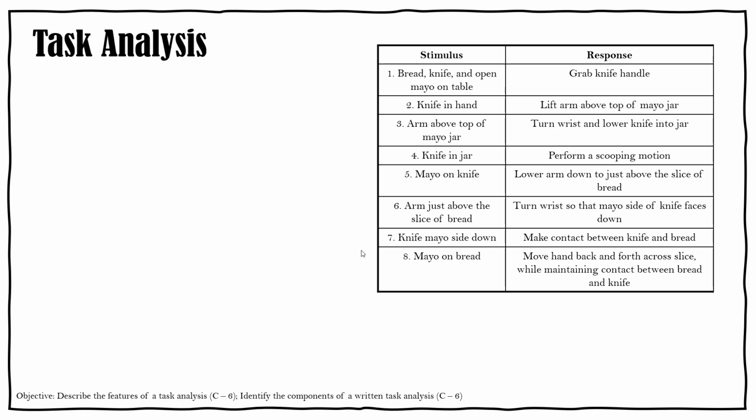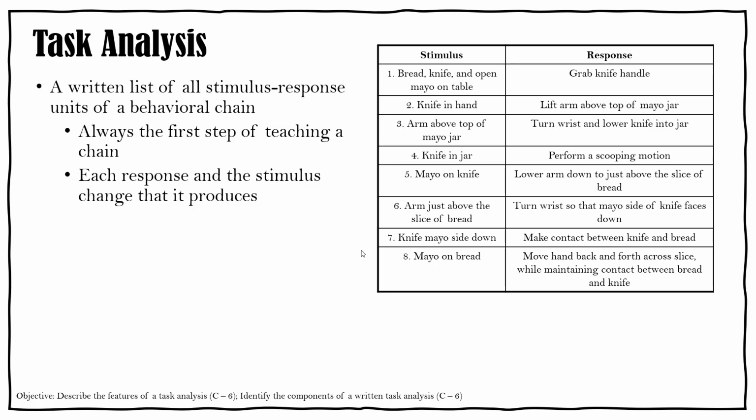Okay, so what I mentioned earlier is when you take this complex skill and break it down into its little components, that's what we call a task analysis. The technical definition of a task analysis is a written list of all the stimulus-response units of a behavioral chain. So you have the stimulus and the response. And then remember, the response produces that stimulus change, that consequence, that becomes the reinforcer for the response, and the SD for the next step in the chain. And your task analysis is always your first step of teaching a chain.